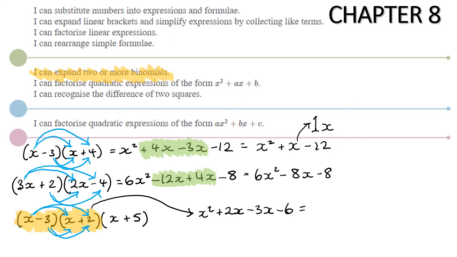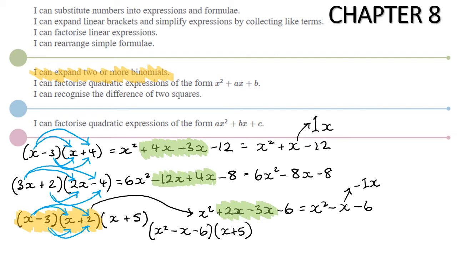We'll simplify that because these 2 are going to go together. Notice it's always the middle 2, and that will give us x squared minus x, like minus 1x, minus 6. So now what we've got to do is take what we've just done, the first 2 brackets, which is this x squared minus x minus 6, and that needs to be multiplied by x plus 5, like this.